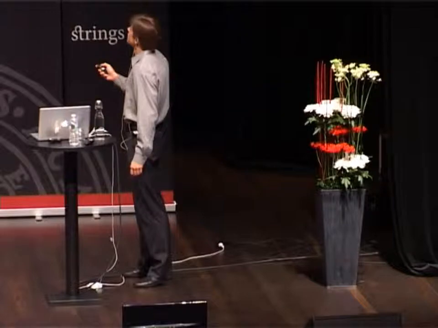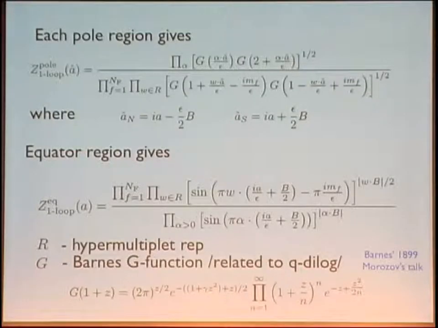So the result which we get after computing the index and then transforming the index into the determinant is given by this formula, which involves the special function, Barnes G function. It was introduced by Barnes in 1899. In fact, it's now a very well-known and studied special function. You can review Morozov's talk to see in what corner of other special functions this function occupies. It's related to quantum dilogarithm and many other interesting functions.